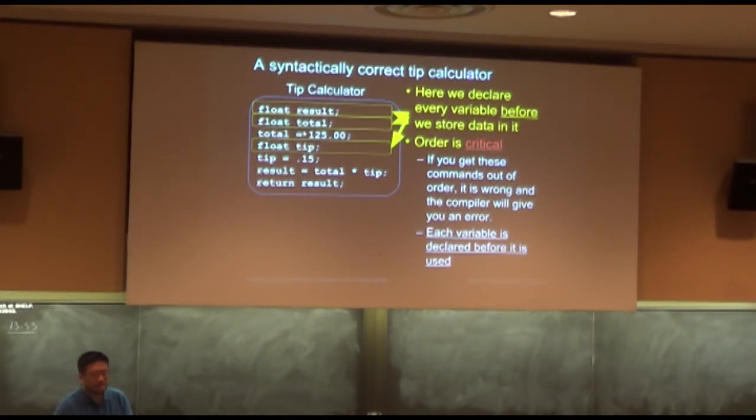Now, I could have said float total, float results, swapping the order of these two lines, and that wouldn't have been a problem because I'm still declaring before I'm assigning. But just because I wrote it this way, it's occurring in this order. Why can't you? Go ahead. Why can't you write float tip after you assign total? Why does all the float lines happen first?